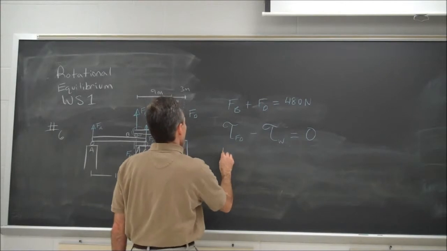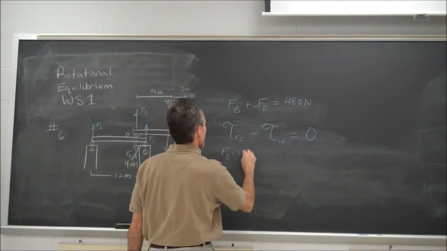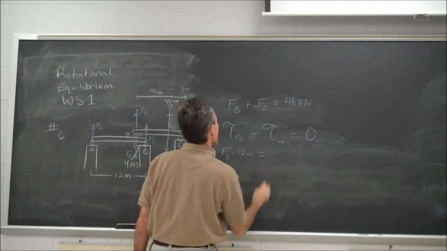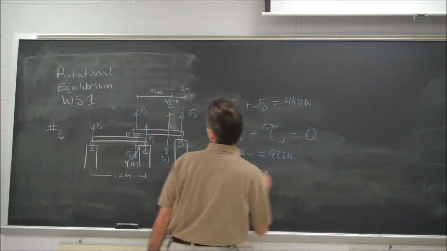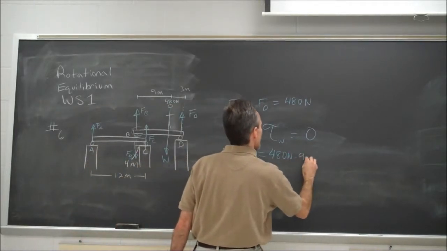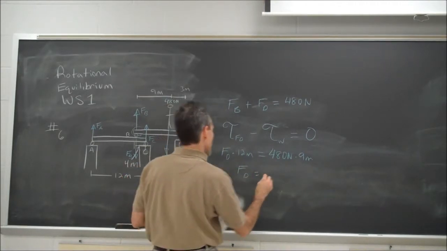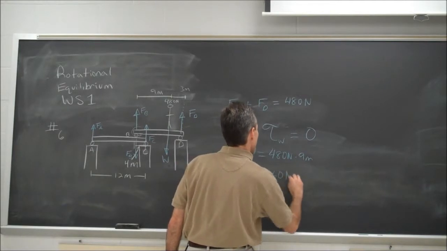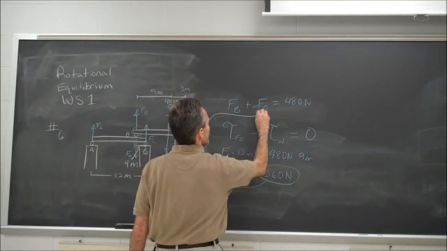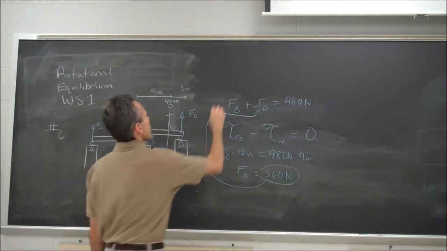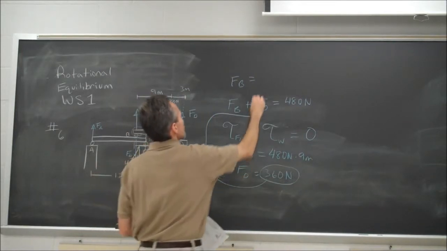And so I've got the force of D times the distance away, which would be 12 meters, has to be equal to the weight force of 480 newtons times the distance away that it is, which is 9 meters. I can solve this for force of D, and I get the force of D to be 360 newtons. Once I know that that force is 360 newtons, I can plug into this original equation here, and I get the B force to be equal to 120 newtons.